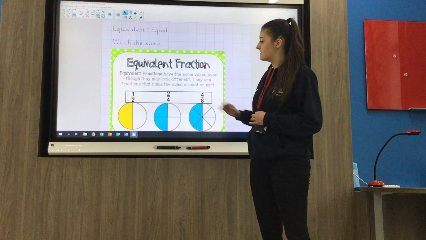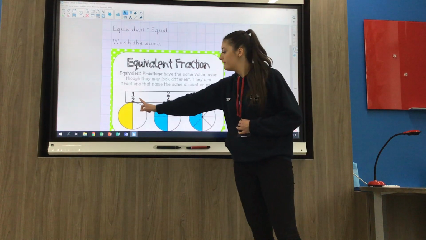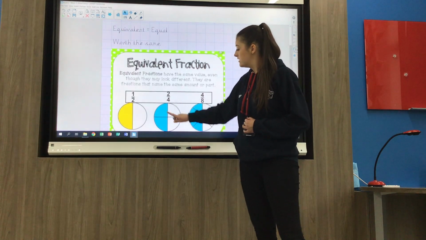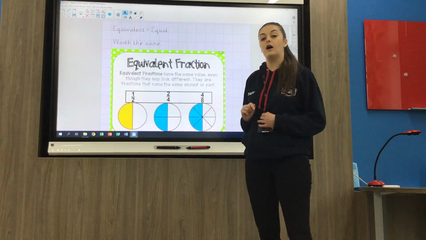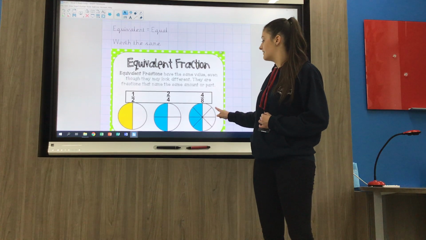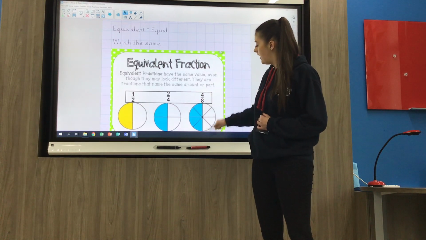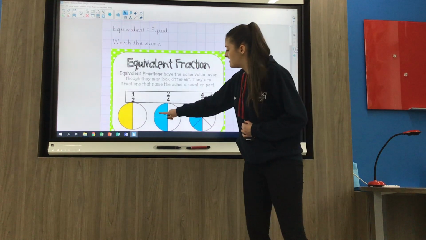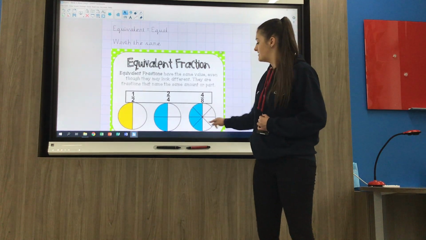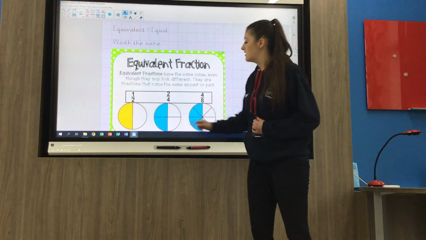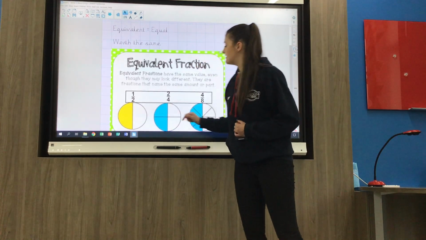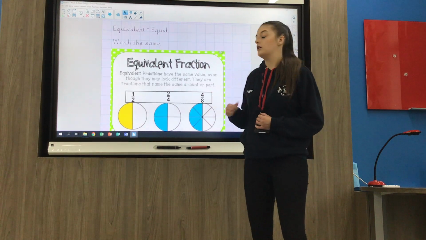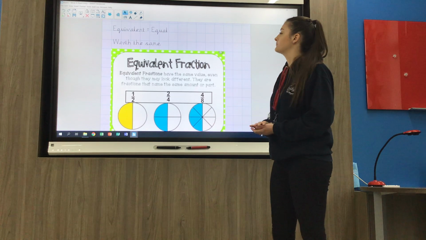So you looked at these fractions here. I've got a half, so I've got half of my circle shaded in. 2 quarters, so 2 out of my 4 parts are shaded in. 4 eighths, where I've got 8 parts with 4 shaded in. And if we take away the lines that are splitting up my circles, you can see that a half is the same as 2 quarters and 4 eighths. So let's have a look at your activities for today.